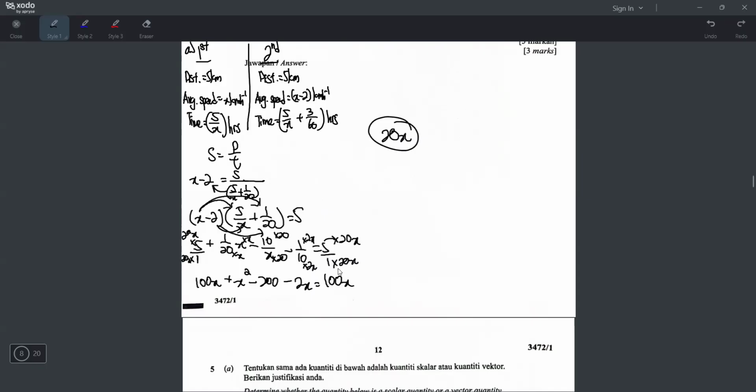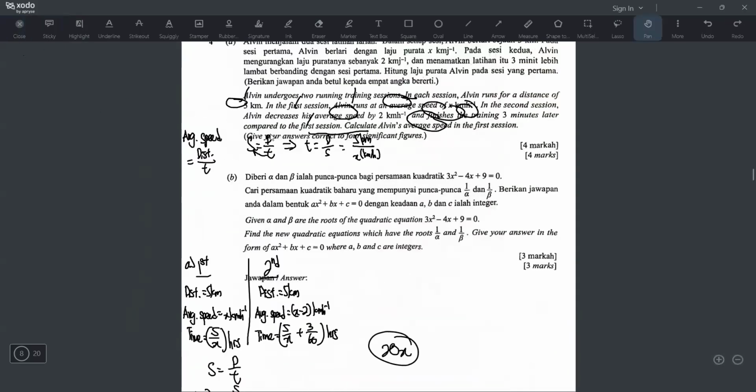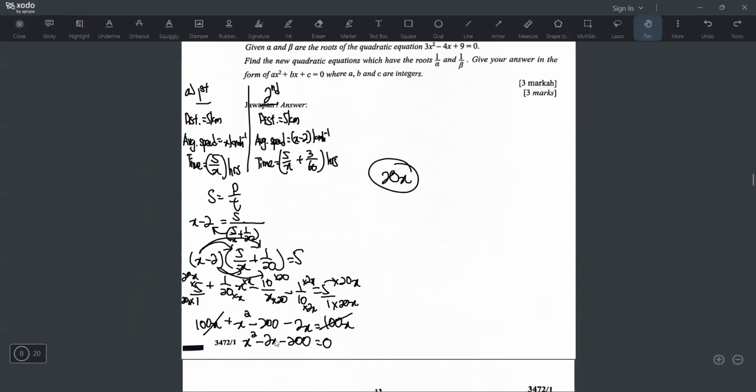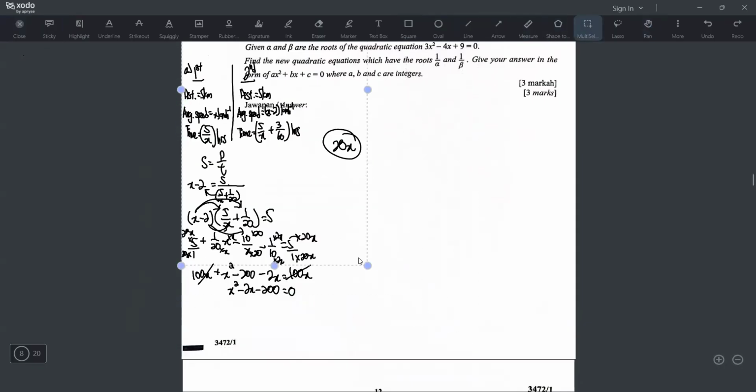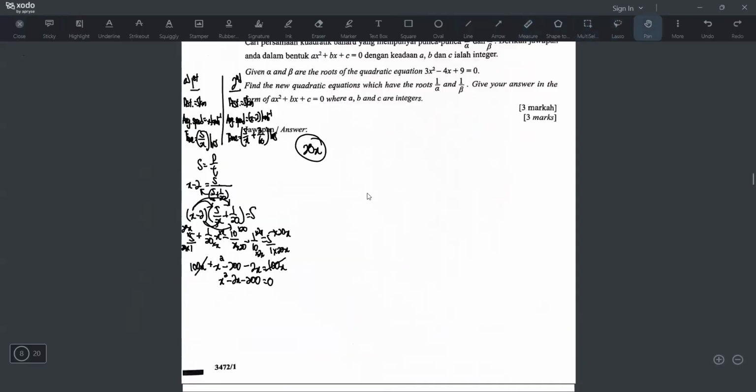Okay, so remember, the reason I'm doing this is because I want to get rid of the fraction. So you can see now there's no fraction anymore. Now I will take 100x minus 100x, which gives me 0, and I end up with a quadratic equation, x squared minus 2x minus 200 equals 0. But the question already mentioned here, give your answer correct to 4 significant figure. That means this equation cannot be solved using factorization method. How I know? Because they already give us hint. The hint here is, they said, this answer is 4 significant figure.